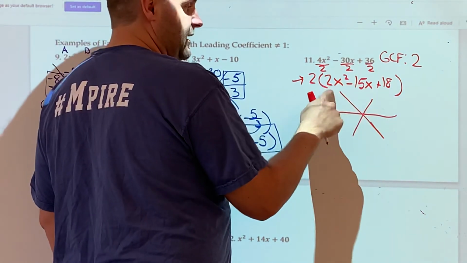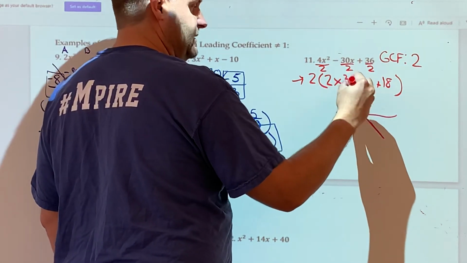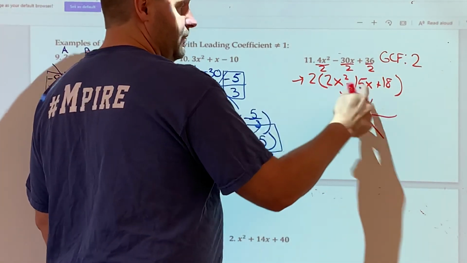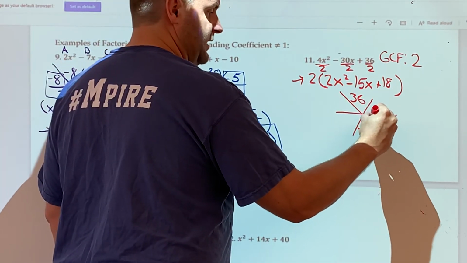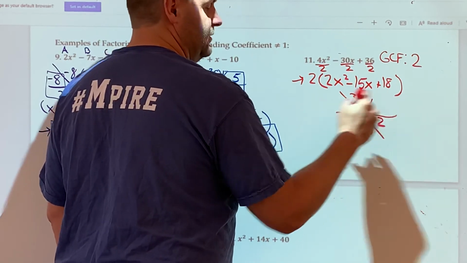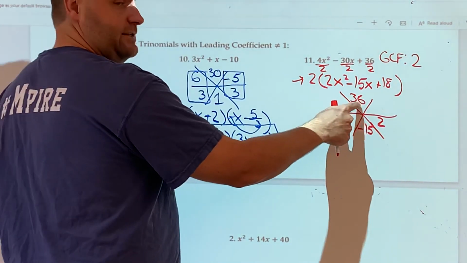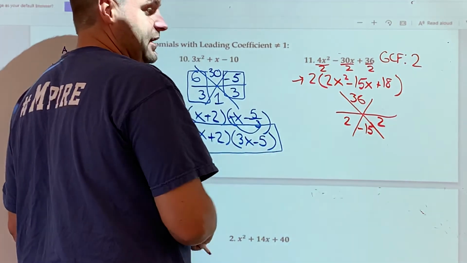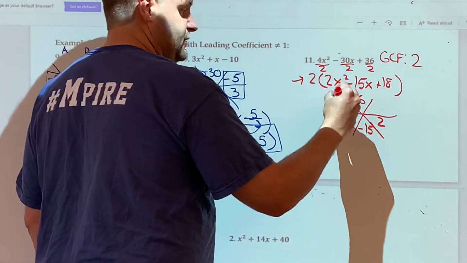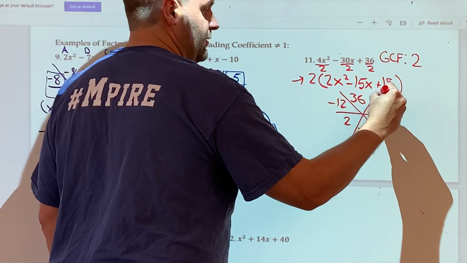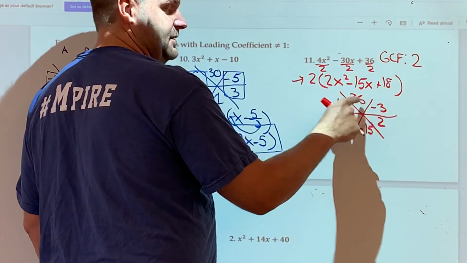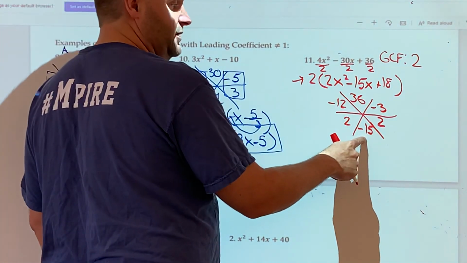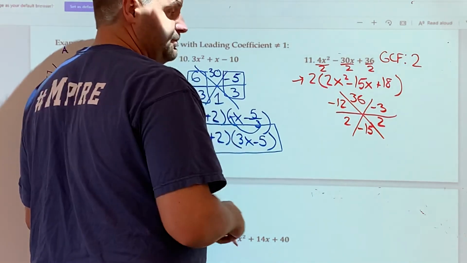So A times C, A is 2, C is 18, 2 times 18, 36. B is negative 15, and then A is 2. So I need two numbers here that multiply to give me 36 that add to equal negative 15. And those two are going to be a negative 12 and a negative 3. Negative 12 times negative 3 gives you a positive 36. Negative 12 minus 3 gives you a negative 15.